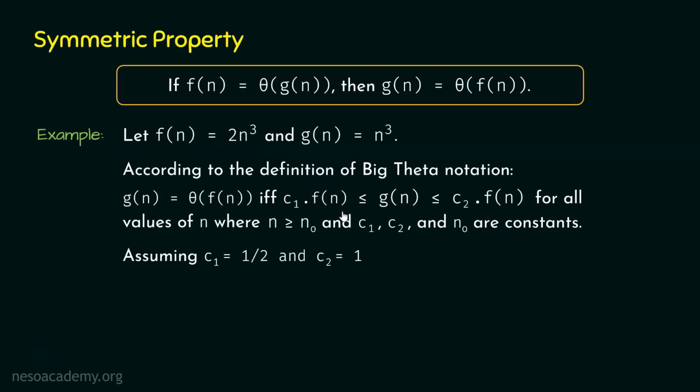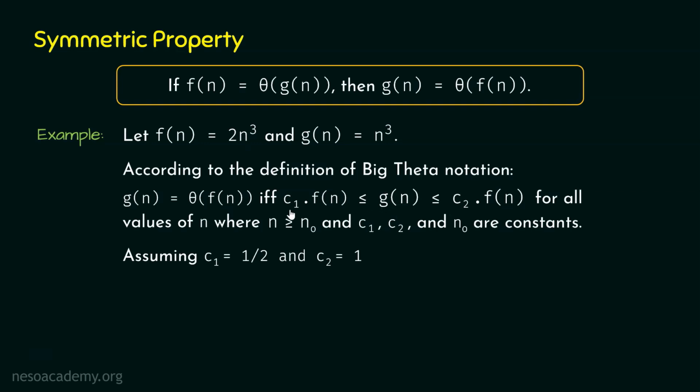So the inequality will be n cube less than or equal to n cube. N cube is not less than n cube, but n cube is equal to n cube. So the inequality is satisfied. And I have chosen C2 as 1 because n cube is already less than 2n cube. Hence this inequality is satisfied.